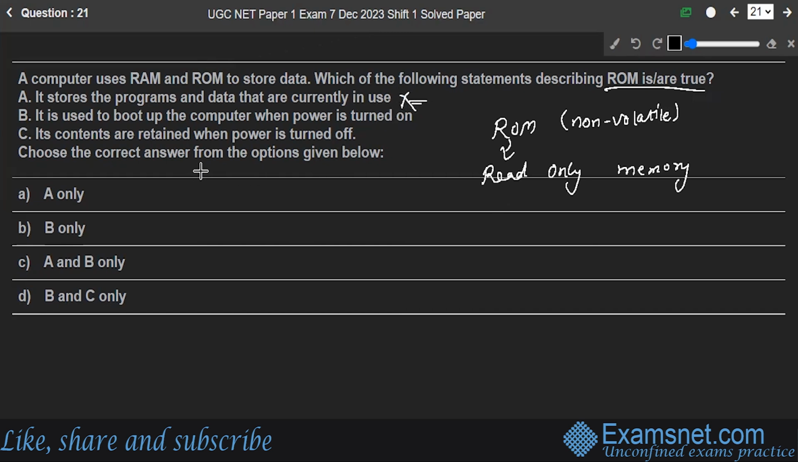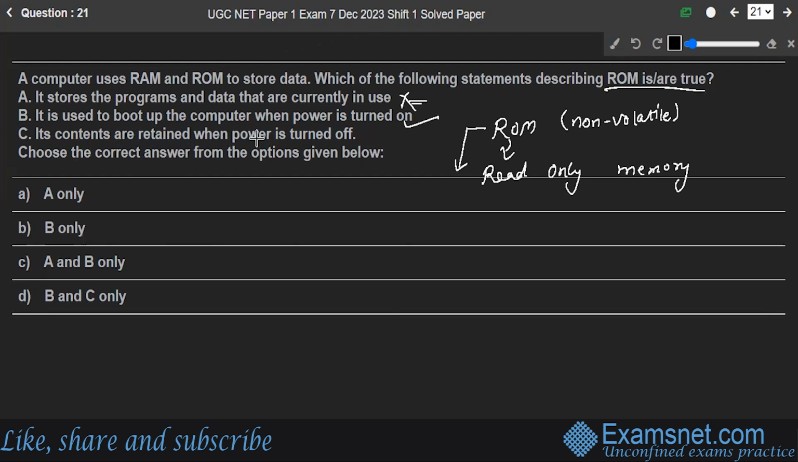The second one: it is used to boot up the computer when it is turned on. Yes, that's what I told you. ROM contains all the instructions that are needed to run a computer. So whenever you start the computer, all the instructions that are written down in the ROM are brought into the memory. So B is right.